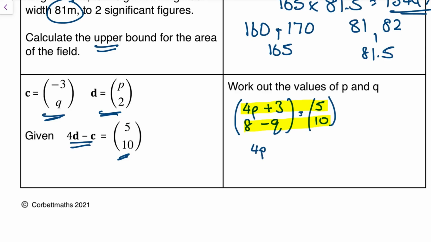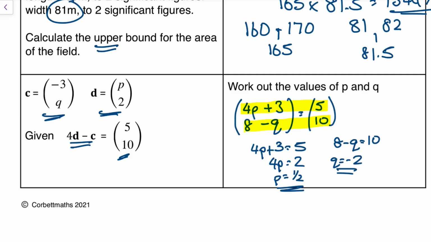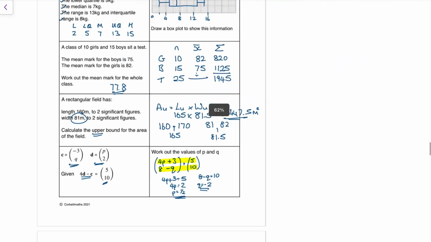So if 4p plus 3 is equal to 5, take away 3 from both sides means 4p equals 2, divide by 4, which means that p is equal to half. And the second one tells me that 8 minus q is equal to 10, so 8 minus 10 is equal to q, and 8 minus 10 is minus 2, so q is equal to minus 2. So in other words, p is a half, q is minus 2. Question done. Happy with that.